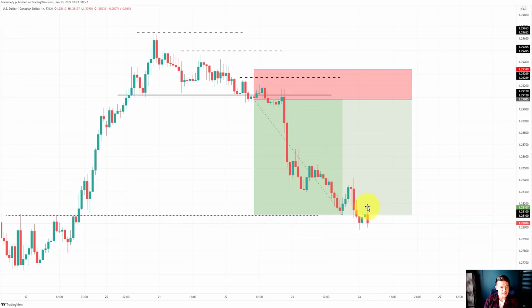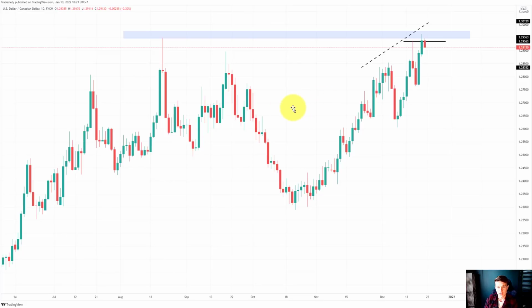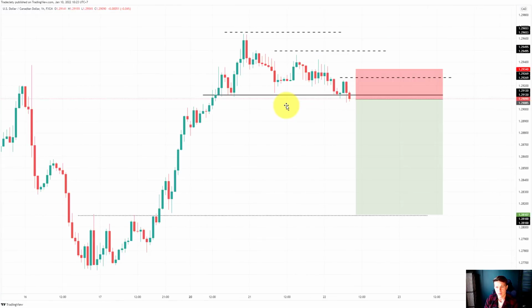So very interesting case study. It starts all on the higher time frame where we look for our general idea. Does it make sense to look for longs or shorts? And then we go to the lower time frame where we develop our trading plans.